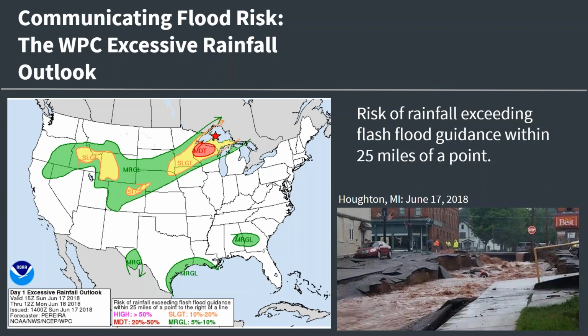And this happened to be the town of Houghton, Michigan in June a couple of years ago, where they were in that slight risk. That's where the star is in the very far northern UP, and had a devastating flash flood that just tore apart a lot of the downtown area of Houghton.